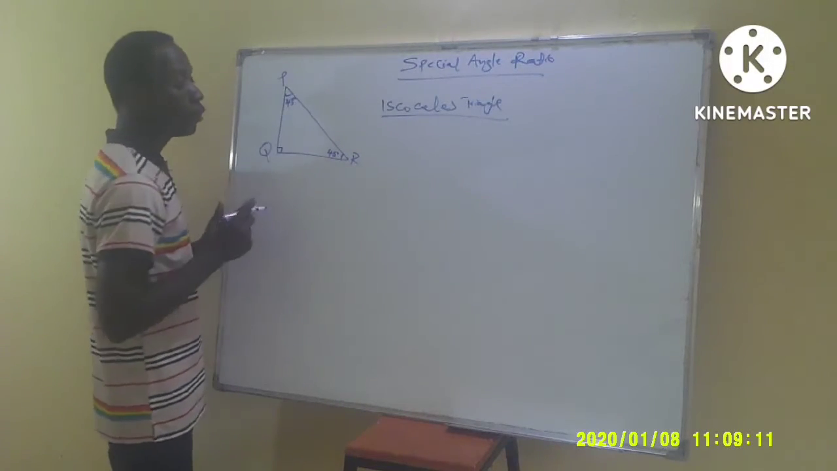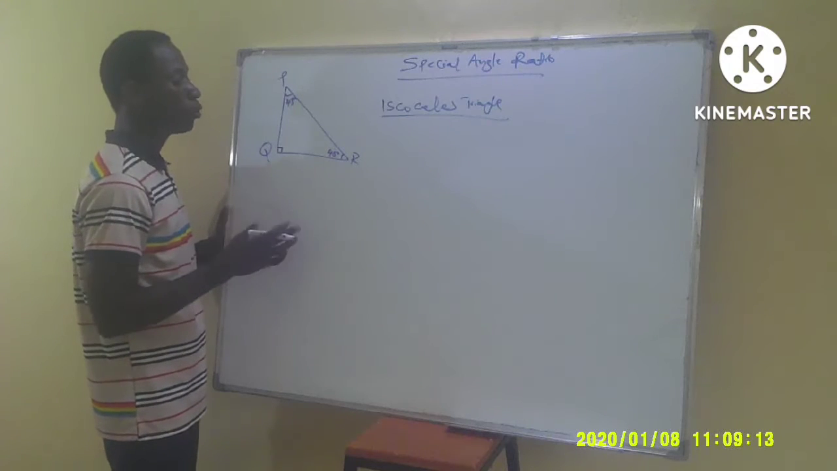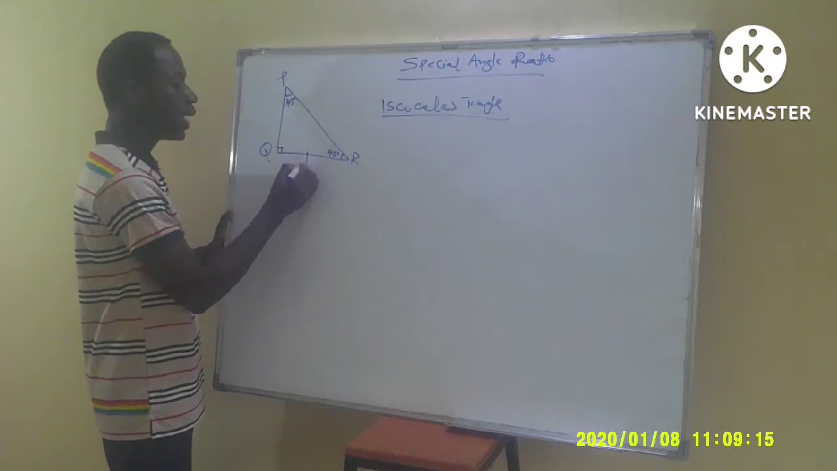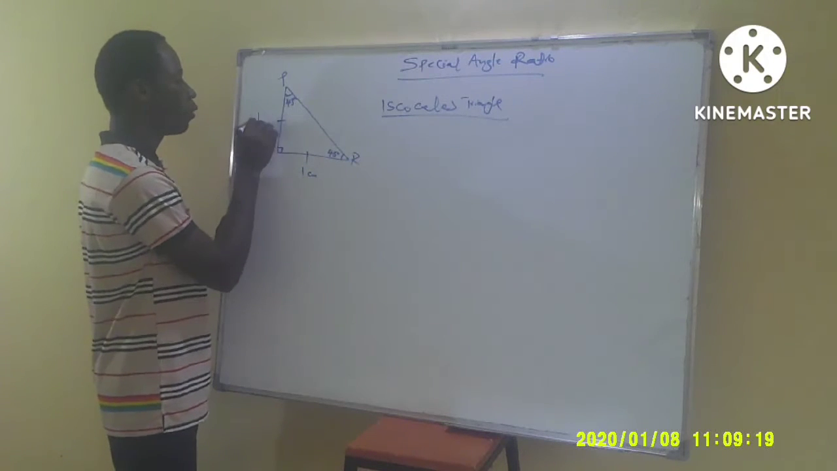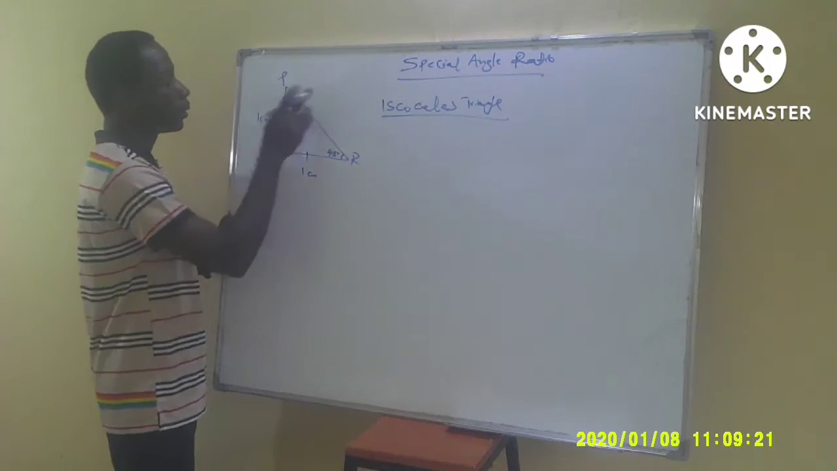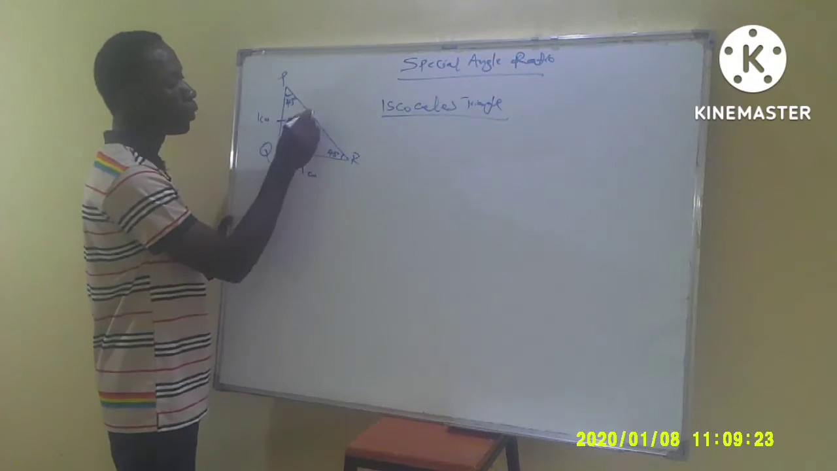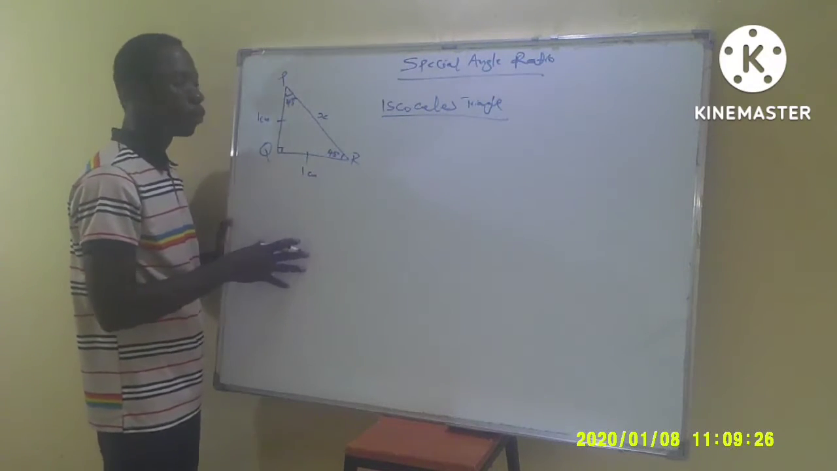45 degree. And you know that in isosceles triangles, two sides are equal. So here must be equal to this side. So let's assume here is 1 centimeter. Here will be 1 centimeter. Then this place I don't know. Let me call it x. We don't know, so we have to prove it.